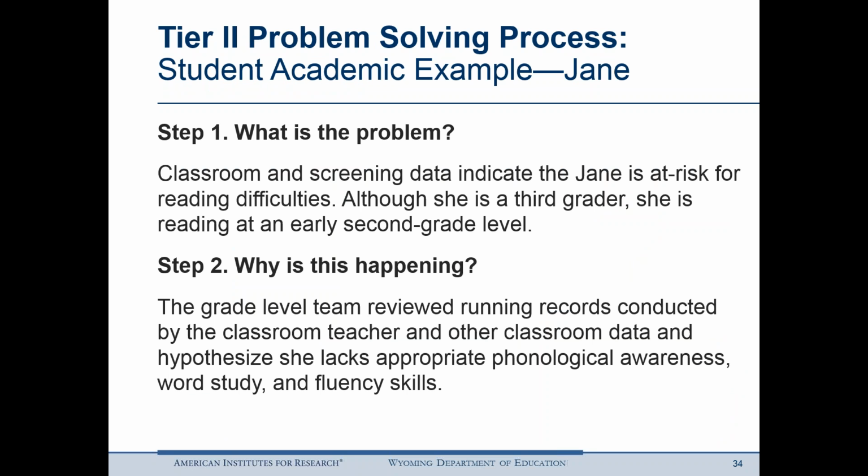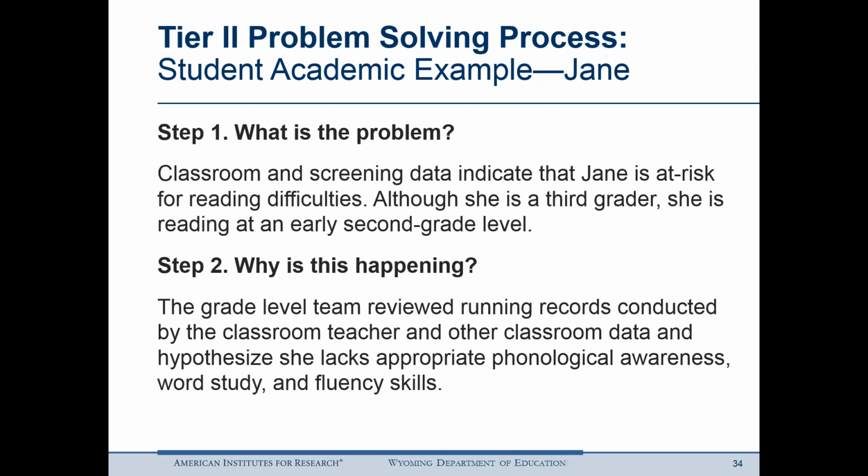Let's apply the same process to Jane, who is struggling in reading. Remember, step 1 is to define the problem. For Jane, classroom and screening data indicate that Jane is at risk for reading difficulties. Although she's a third grader, she's reading at an early second grade level. The next step is to determine why the problem is happening. The grade level team reviewed running records conducted by the classroom teacher and other classroom data and hypothesized that she lacks appropriate phonological awareness, word study, and fluency skills.